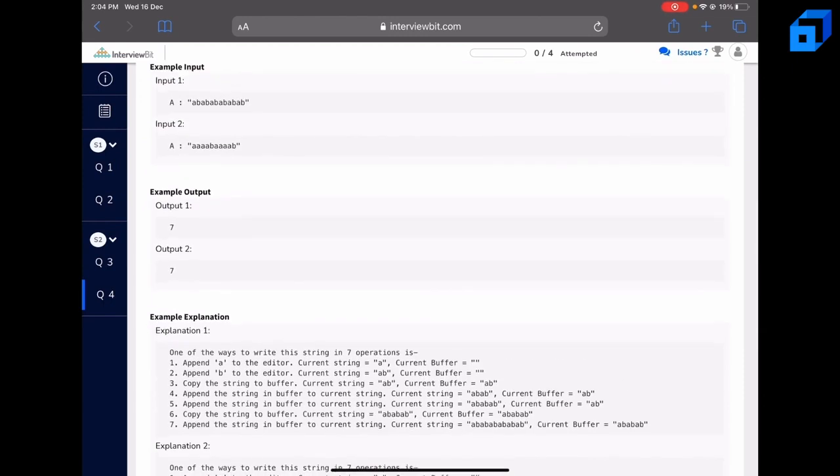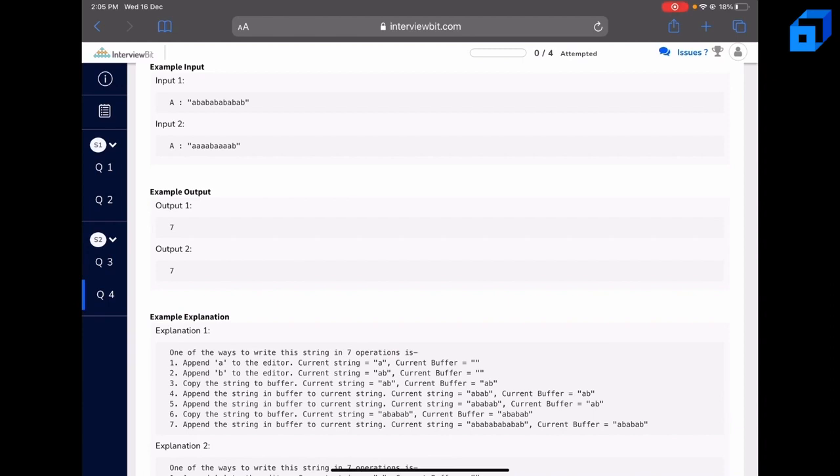So one of the ways, first we append A to the editor, the current string is A, current buffer is empty. Then we append B, so current string is AB, buffer is empty. Then we copy the string to the buffer, so current string is AB, current buffer is AB. Then we append the string in the buffer to current string, so current string is AB, AB, and the current buffer is AB. Again, we do the same thing, that we append the current buffer to the current string, so we get AB, AB, AB, and the current buffer is AB.